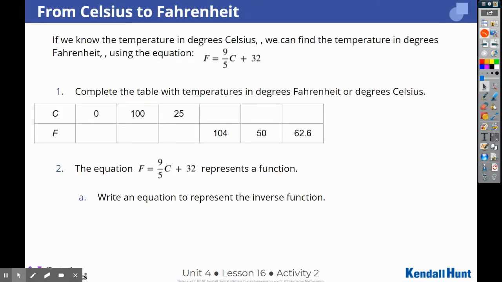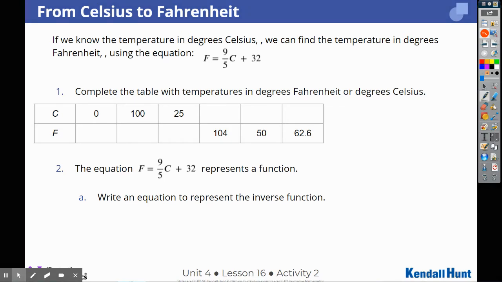All right, so let's look at another example. If we know the temperature in degrees Celsius, we can find the temperature in degrees Fahrenheit using the equation F for Fahrenheit equals 9/5 C plus 32. So we want to fill in this table so that we know the temperature in Celsius and Fahrenheit at given intervals. So if I know the temperature in Celsius, I can just plug these values in for C in the given equation. So you can go ahead and do that. So F, let's not use a highlighter here.